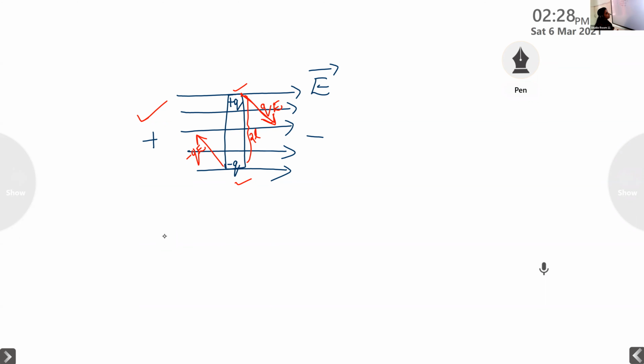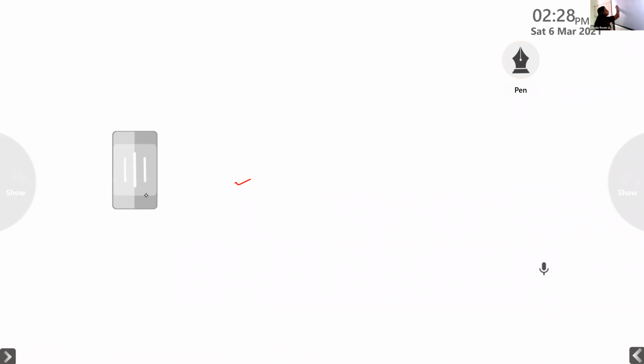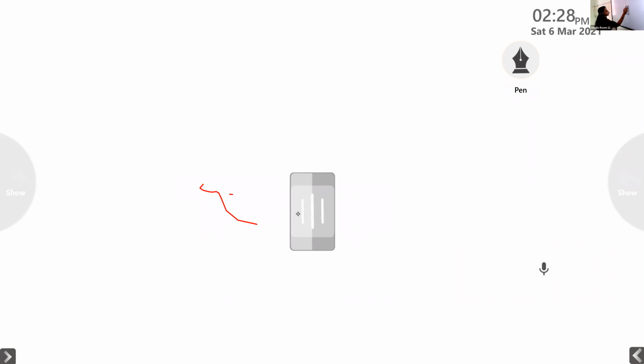Yes, ma'am. So what is the net force experienced by the electric dipole placed in a uniform electric field? It is 0. But due to the presence of forces on the charges minus q and plus q, the dipole undergoes some kind of rotation, and this rotation effect is known as torque.